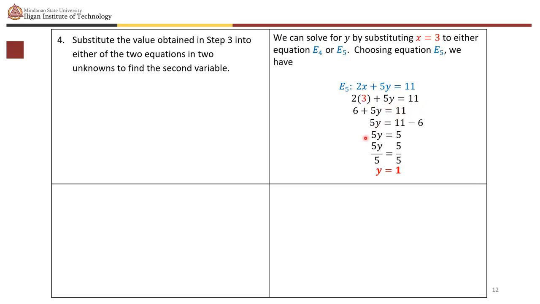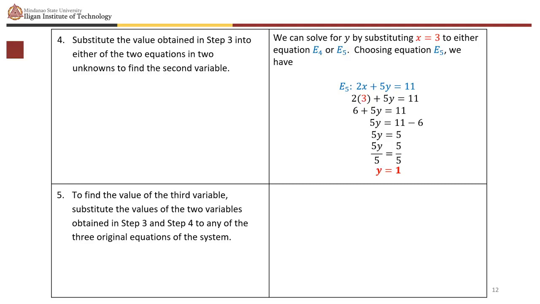Then solving for y, since we have 6 plus 5y equals 11, we can subtract 6 from both sides and come up with 5y equals 5. Dividing both sides by 5, we now have y is equal to 1.